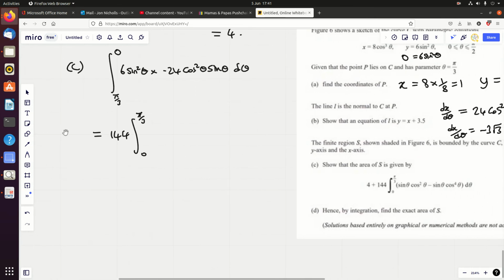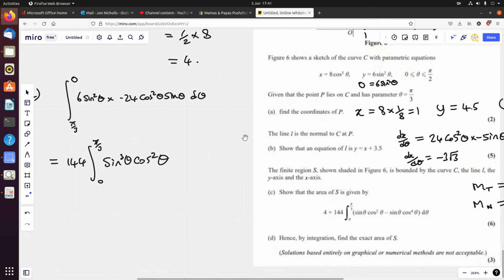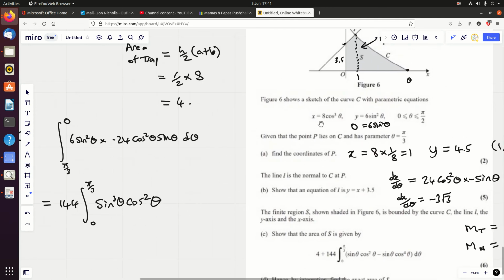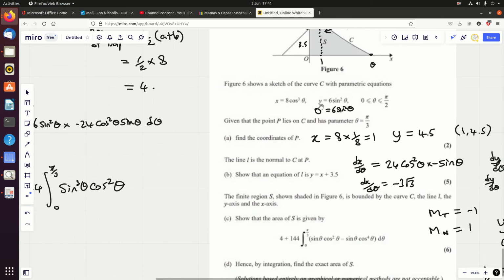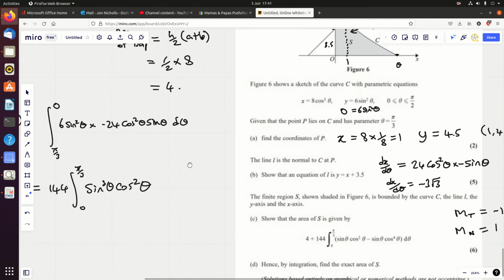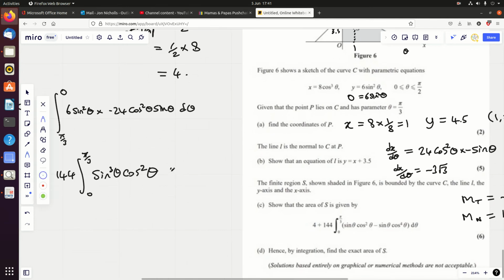Okay, and then we're going to have here, if we look at what we've done, 6 times 24 and taken it outside, we're going to have sine cubed theta cos squared theta. Now, I'm looking at that. Oh yeah, it was y times dx by d theta, wasn't it? So I'm just checking I've got everything there. There's a y, there's the dx by d theta, and we're integrating with respect to theta.